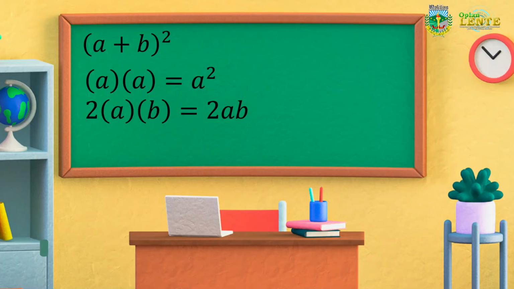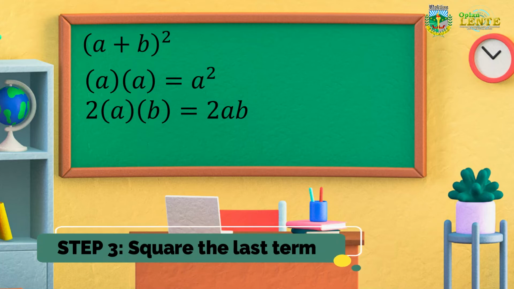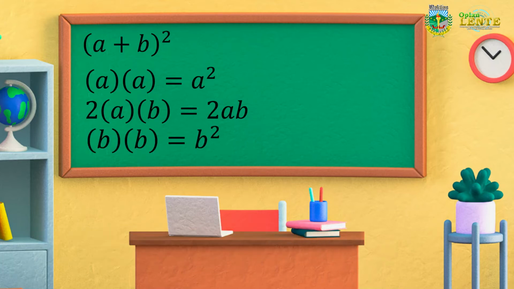Step 3. Square the last term. In your last step, you need to apply again the laws of exponents. Multiply the base twice to itself. Your last term is b. Just like what you did in your first term, b squared is the same as b times b. Therefore, the square of b is equal to b squared.